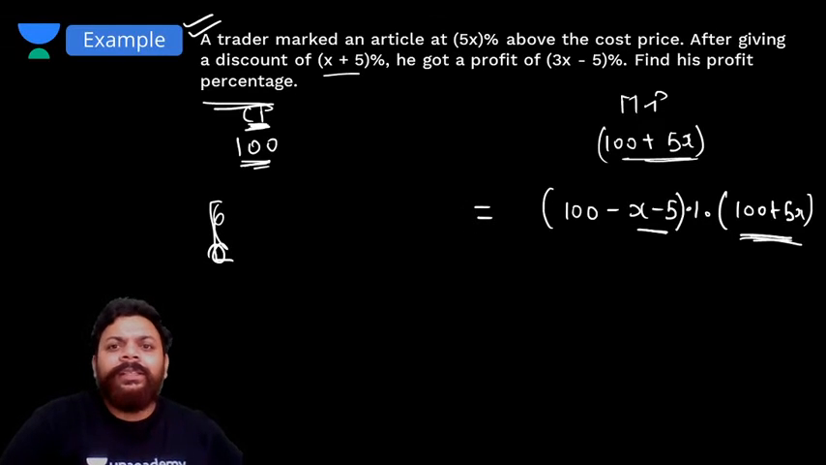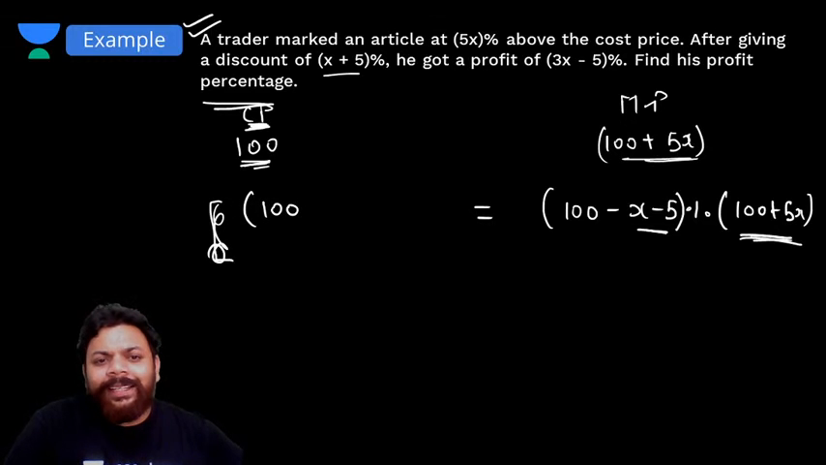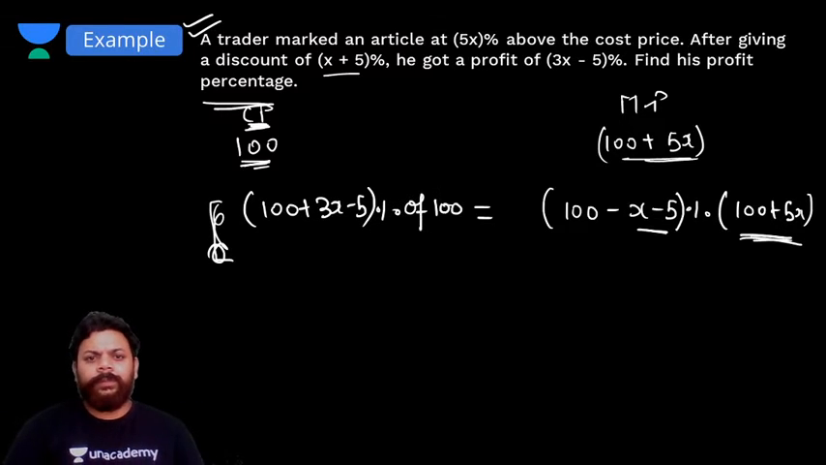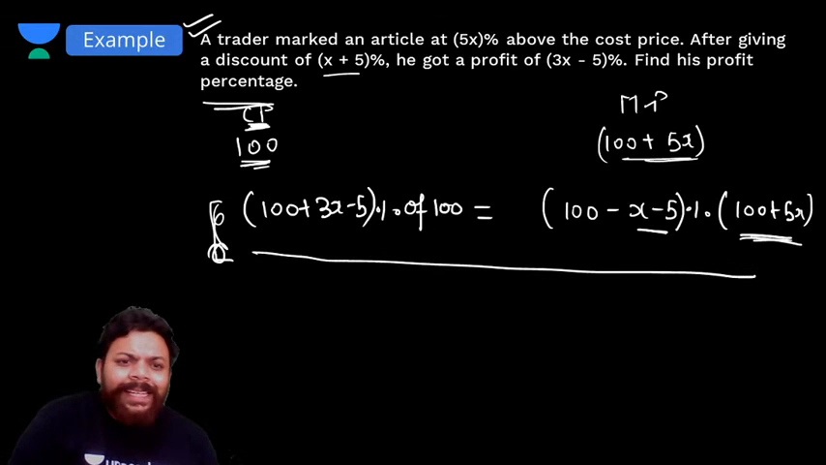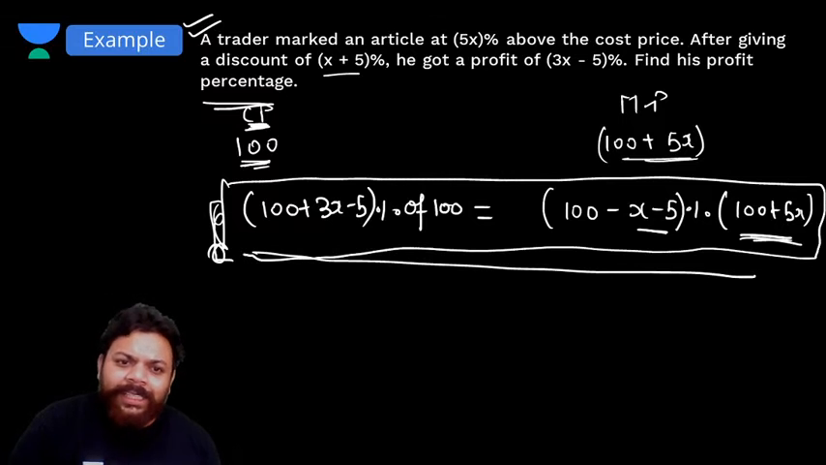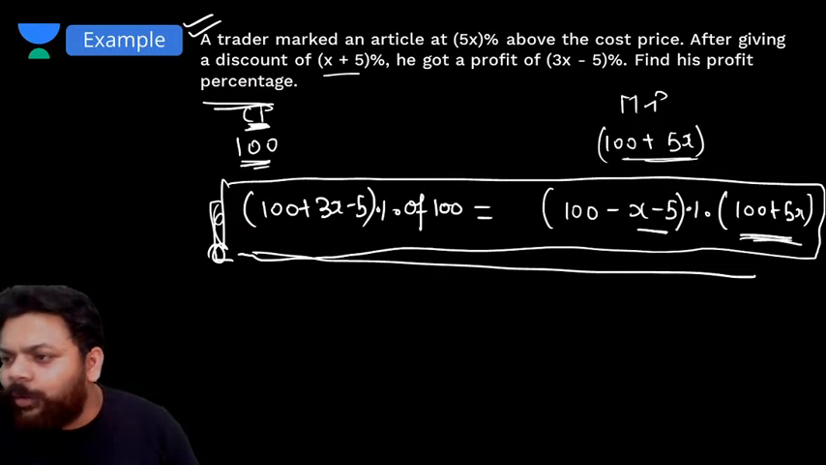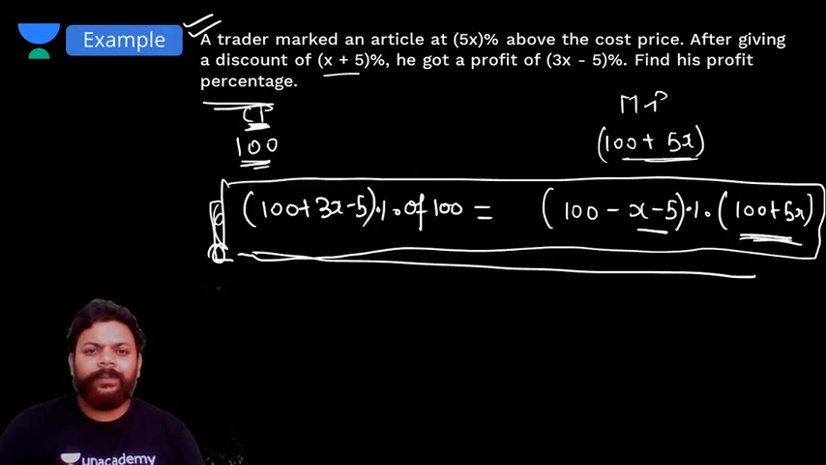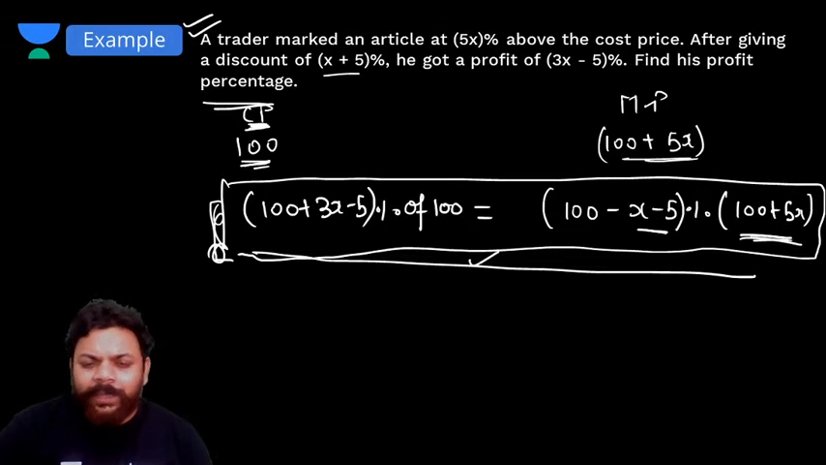And here there is a profit of 3x minus 5. So can I write 100 plus 3x minus 5% of 100? Guys, can this be written? Say yes or no. How many people are understanding this equation? Say yes or no.